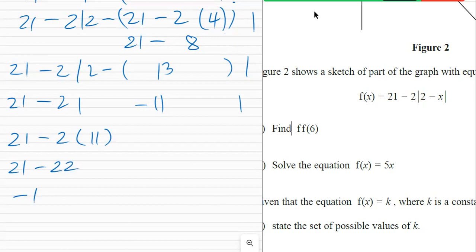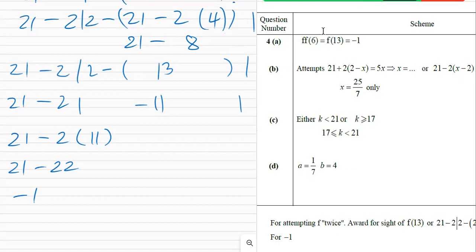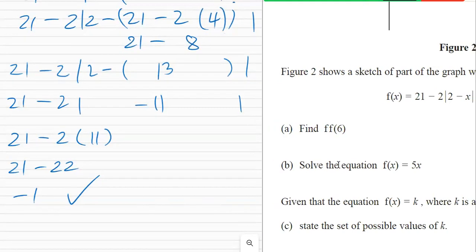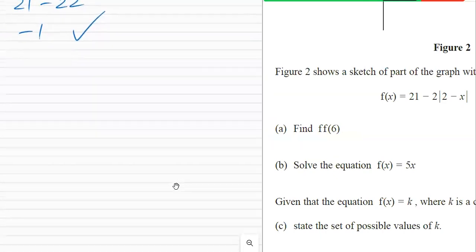Okay, so I have the mark scheme here for you. If you want to check the mark scheme at any time, we can. For some reason it's glitchy, but anyway, it's supposed to be negative 1. Okay, so that was 4A. Now we're going to do 4B.